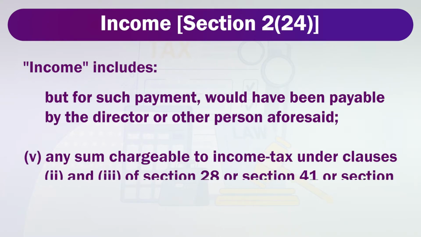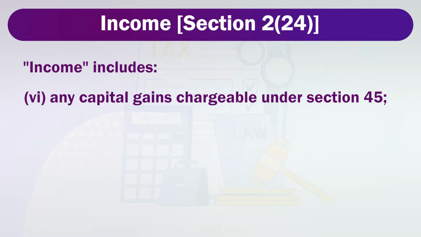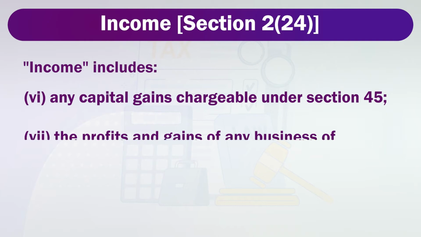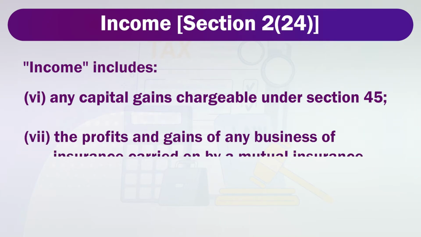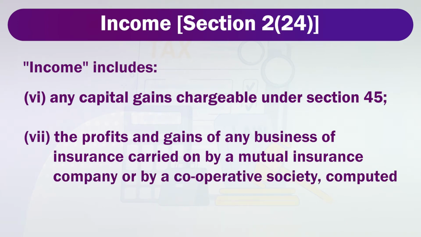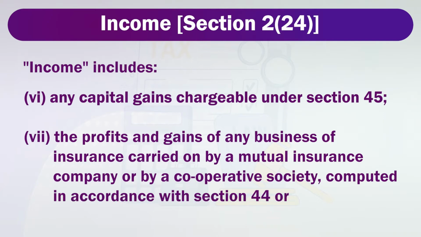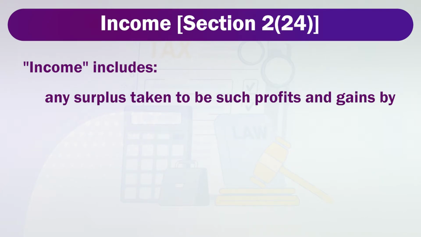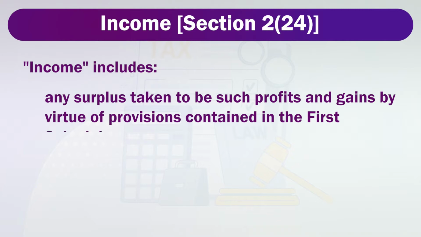5th, any sum chargeable to income tax under clauses 2nd and 3rd of section 28 or section 41 or section 59. 6th, any capital gains chargeable under section 45. 7th, the profit and gains of any business of insurance carried on by a mutual insurance company or by a cooperative society computed in accordance with section 44, or any surplus taken to be such profit and gains by virtue of provisions contained in first schedule.